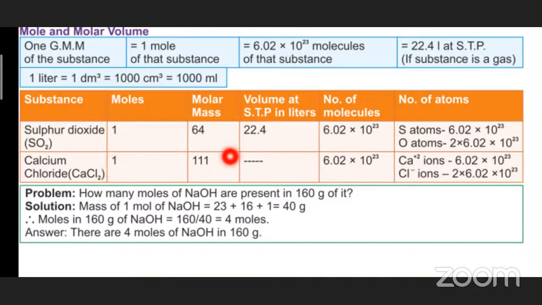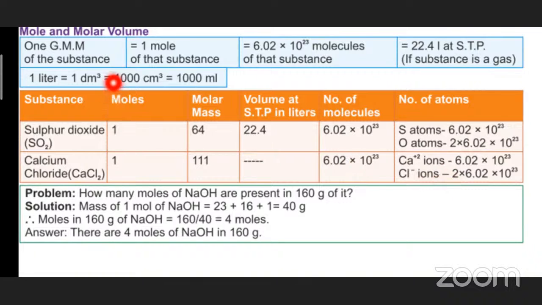So how many ions would be there? Let us see here. In the formula, we have only 1 calcium, Ca. So it will have Avogadro number of calcium ions. And how many chloride ions are there? 2. So the total number of chloride ions in 1 mole of calcium chloride would be 2 into Avogadro number of ions. So 2 into 6.02 into 10 to the power of 23. Okay. Hope you have understood.